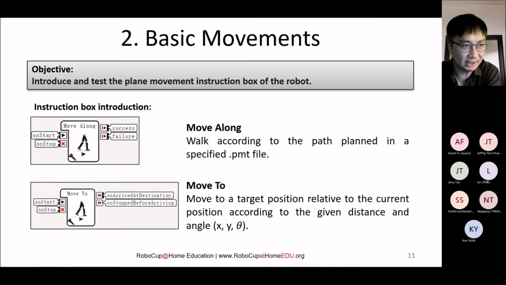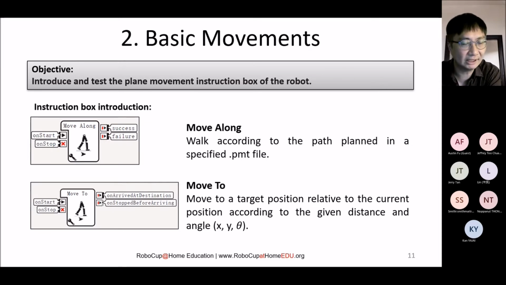Okay, there are a few ways. So there are a few instruction boxes that I will introduce here. The first one is move along. Move along will make Pepper walk according to the path planned in a specific .pmt file.